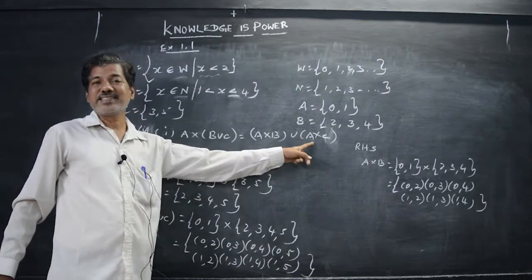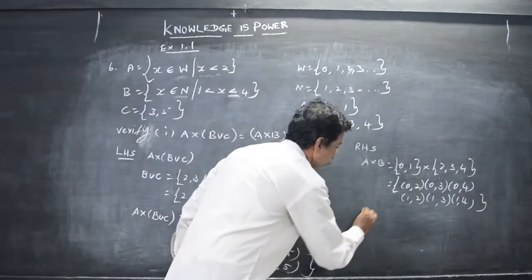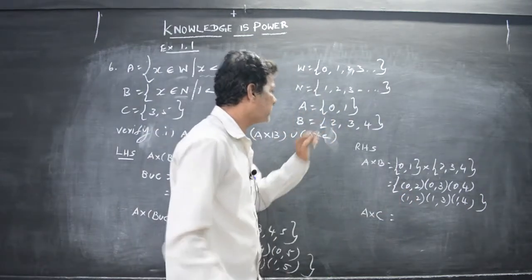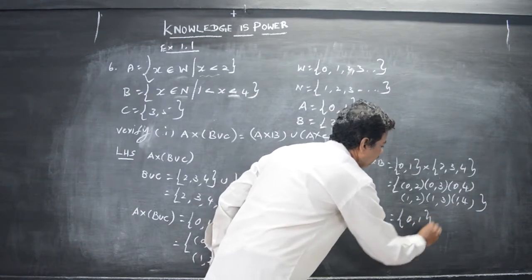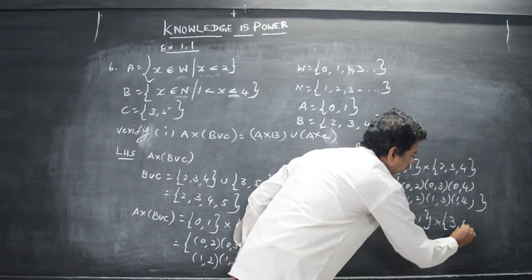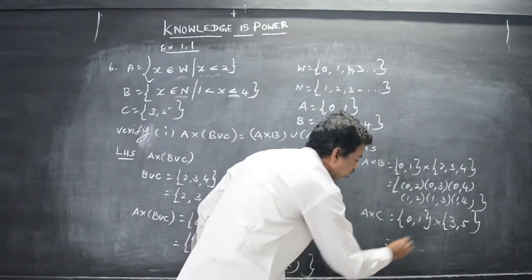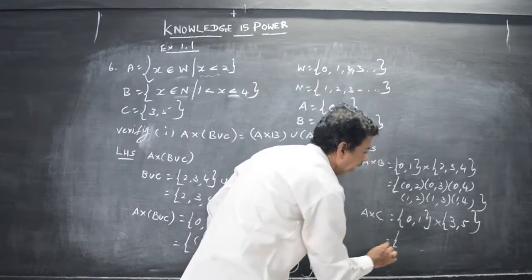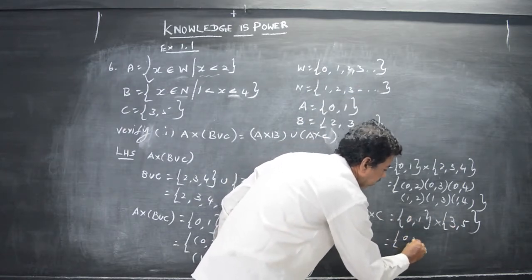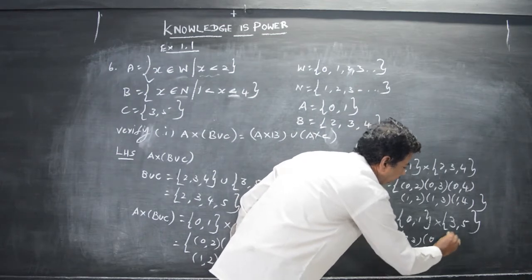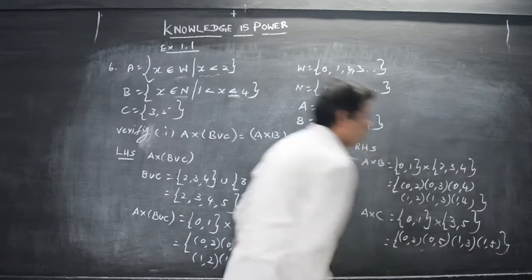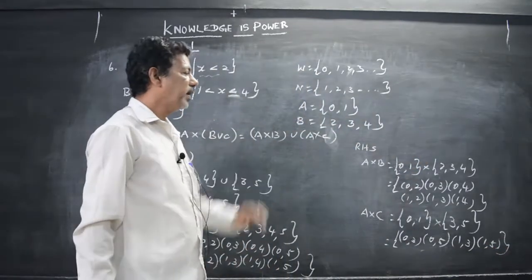Now you have to take the second half, A cross C. So A cross C is nothing but we have to take the A set as well as the C set. A is 0, 1 and C will be 3, 5. Now we have to make a Cartesian product of these two. So what will we get? 0 with these two and 1 with these two: 0, 3, 0, 5, 1, 3, 1, 5. So totally A cross C will be this.